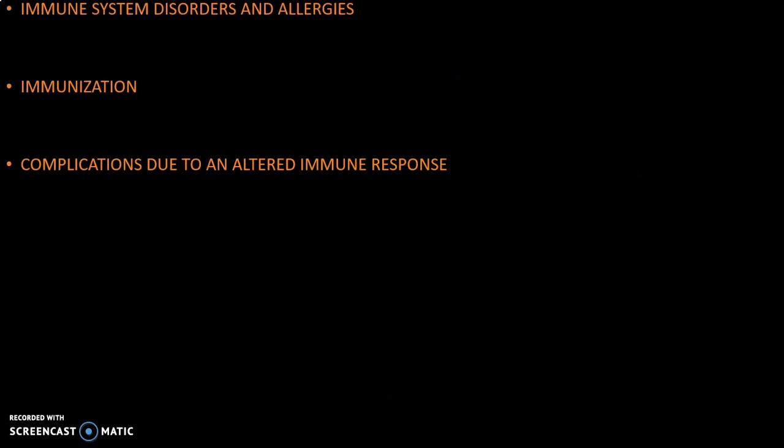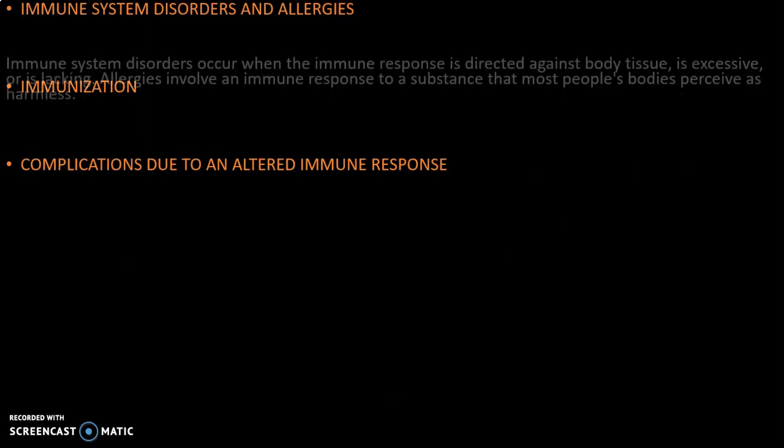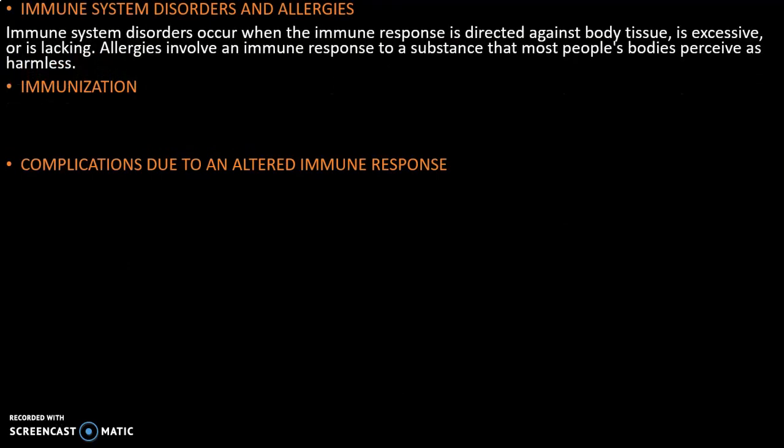The immune system disorders and allergies. Immune system disorders occur when the immune response is directed against body tissue, is excessive, or is lacking. Allergies involve an immune response to a substance that most people's bodies receive as harmless.